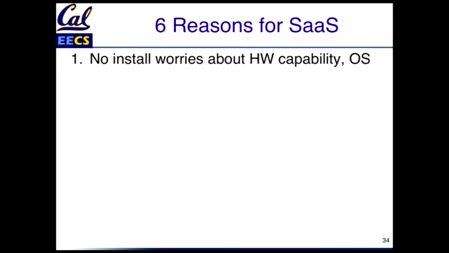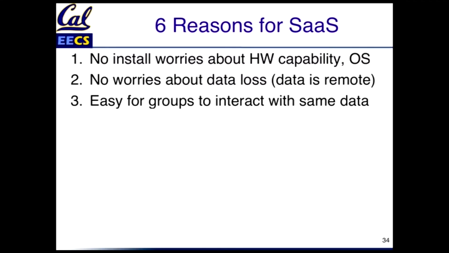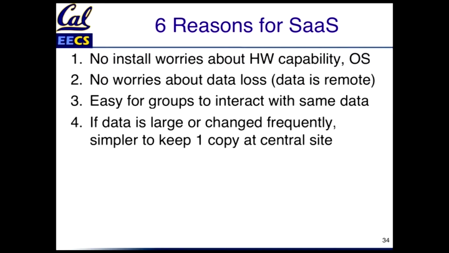No installation worries. As a user, it's going to work. We don't have to worry about different hardware capability or the OS being the wrong version. If you lose your cell phone, the data's up in the cloud, so you haven't lost your data. If you have a bunch of people working together, it's natural to do it in the cloud because it's easy for them to interact. If the data is gigantic or changes all the time, you don't want to send it to all the people. It's in the cloud. There's one copy, and it's easy to keep up to date.